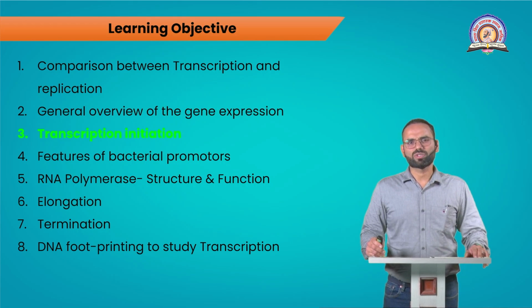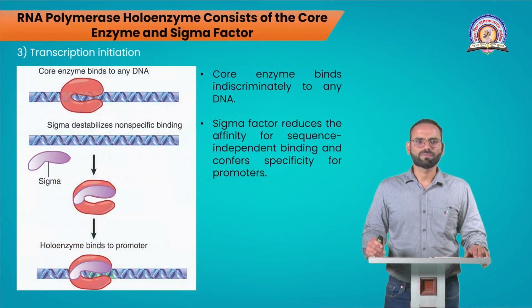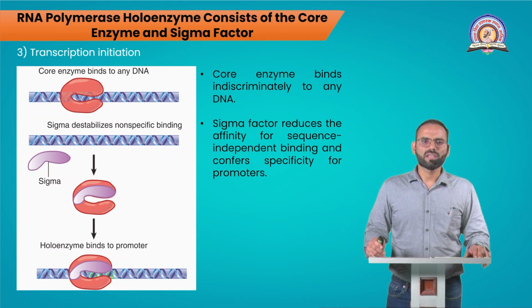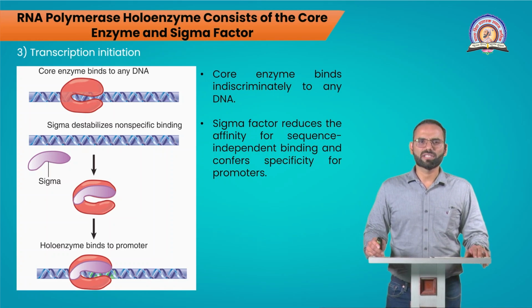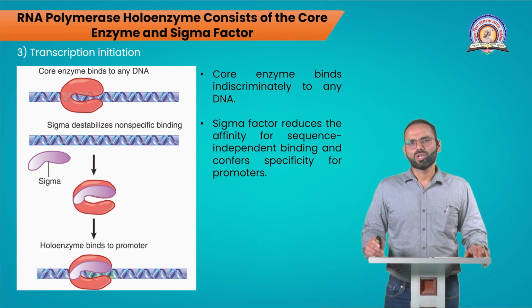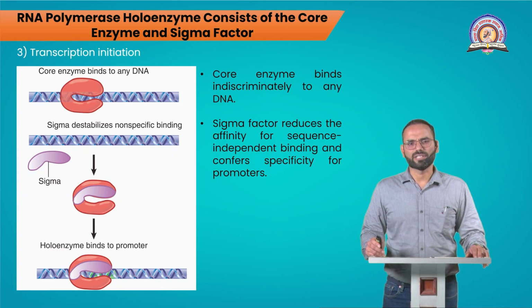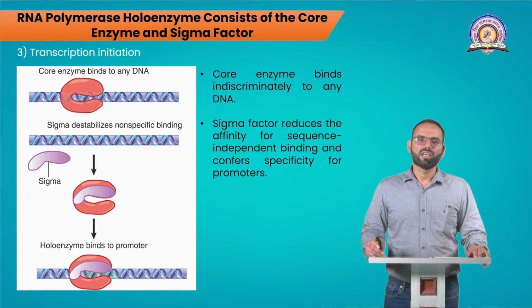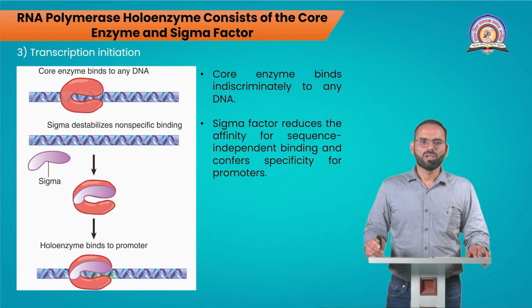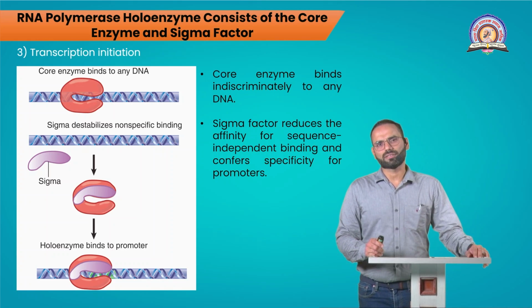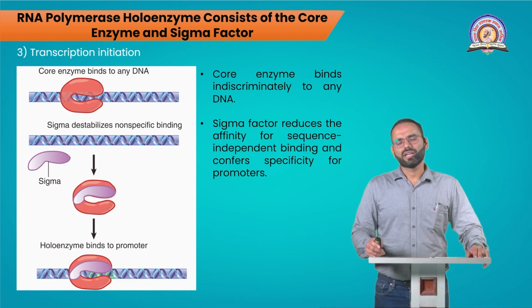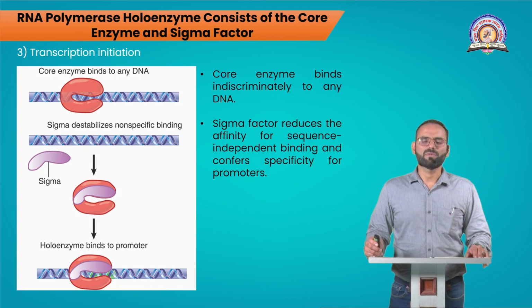So let's talk more about transcription initiation. RNA polymerase is the main enzyme responsible for transcription, but alone RNA polymerase cannot do its job. This core enzyme, the RNA polymerase, can bind to any DNA molecule, but this is a very low affinity binding, and that cannot initiate the process of transcription. So the RNA polymerase always needs the help of another accessory factor called a sigma factor. This sigma factor in turn binds to the RNA polymerase in a very stable manner.